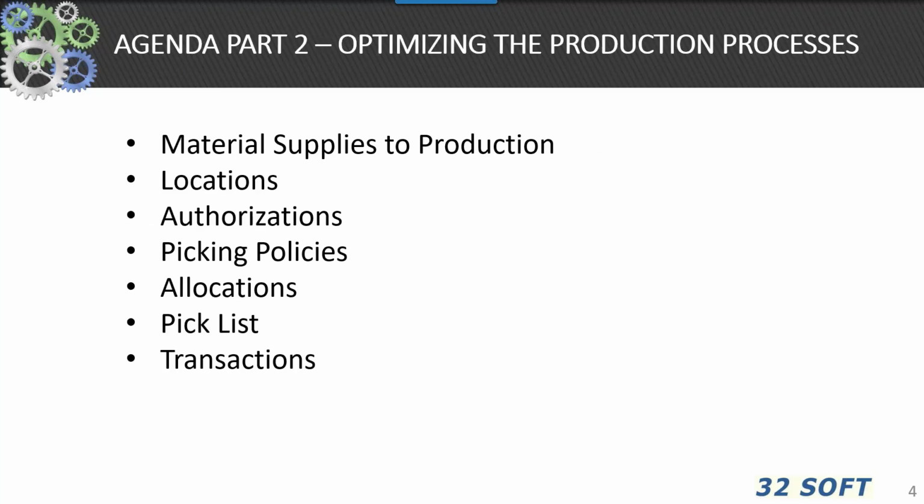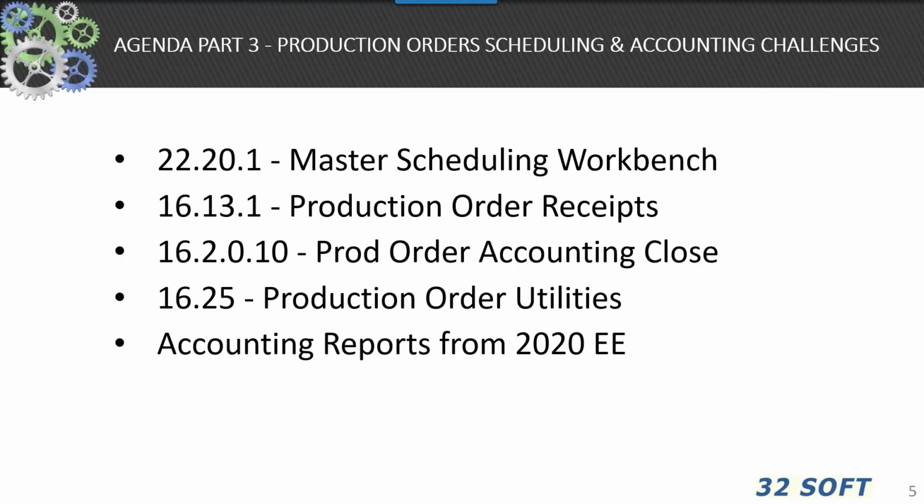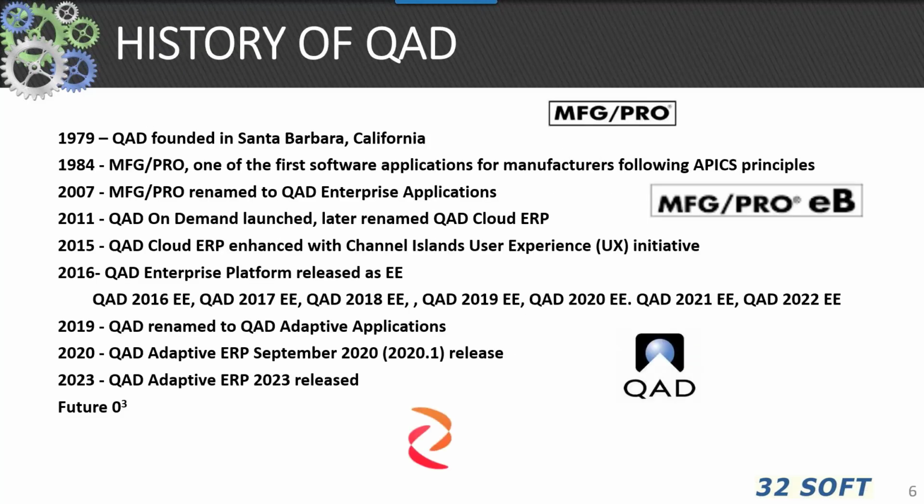Then next month, we'll get more into materials, locations, allocations, pick lists, and various transactions. And then in the last webinar in May, we'll talk about the MSW, PSW, the workbenches, production order receipts, the close process, accounting close, reporting, and variance analysis.